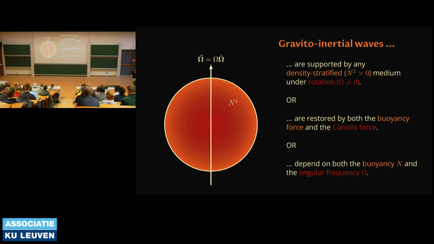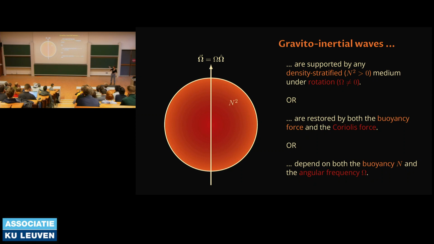That's fine. Yeah, so you could already read a little bit about what I think gravito-inertial waves are. Basically, there are two words in the title, gravito and inertial. Gravito is for gravity or density stratification, and inertial is for the rotation. So when I talk about gravito-inertial waves, I'm thinking about waves that are supported in any medium that has both a stratification and density, so it's stable against convection, and it's under rotation.